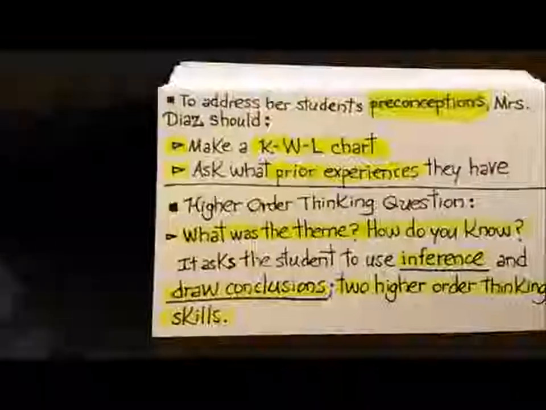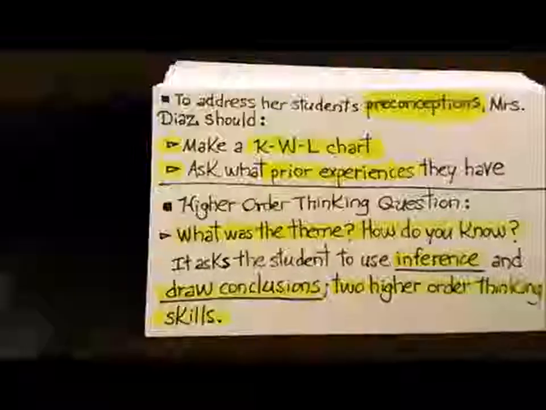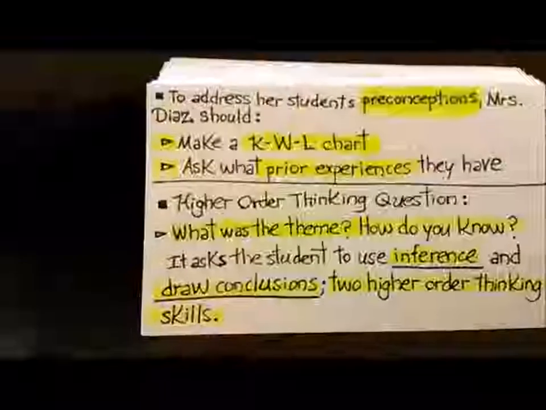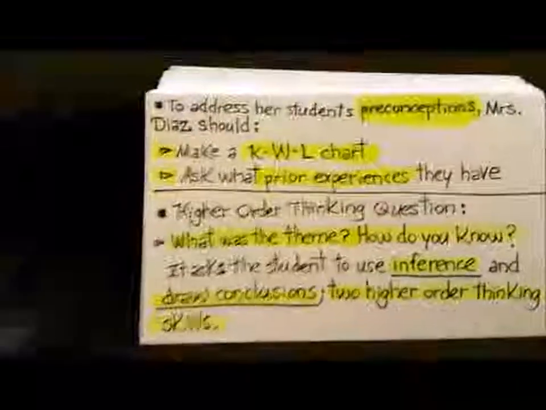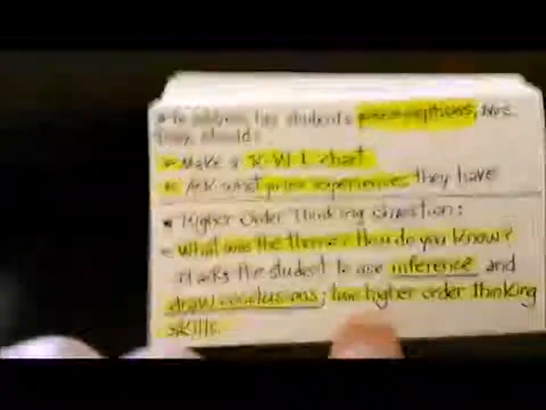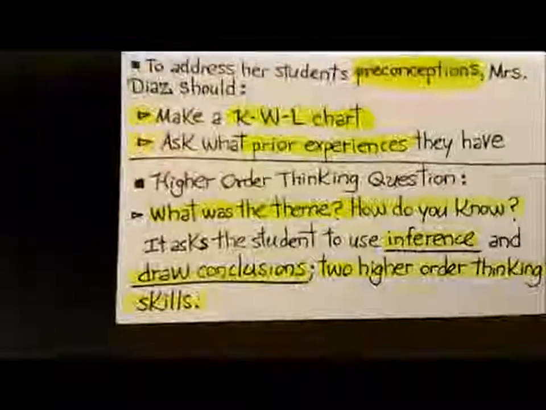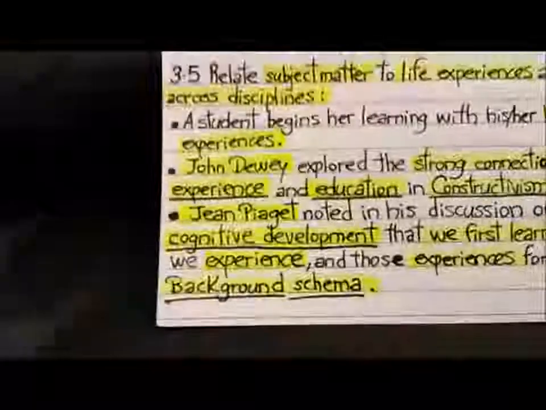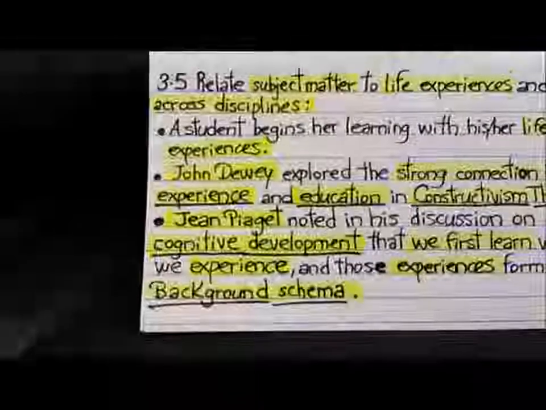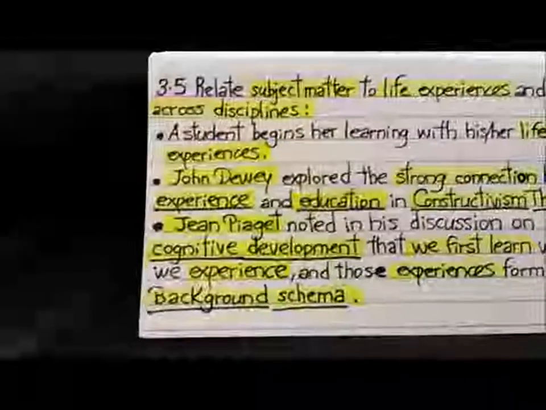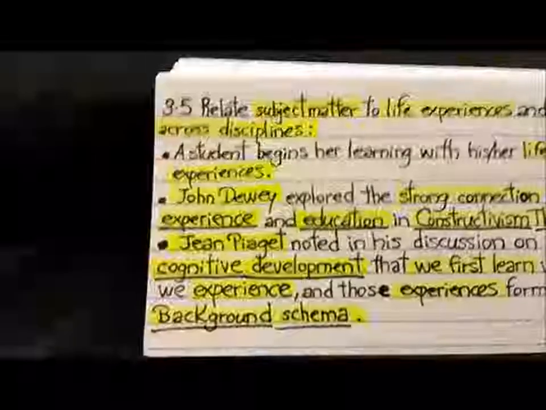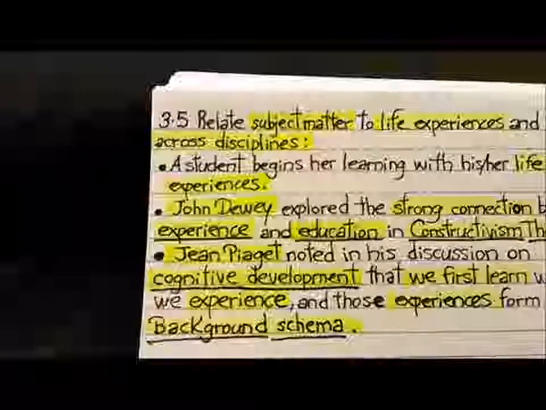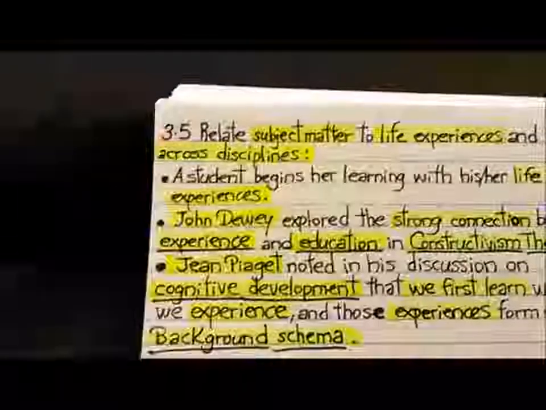A higher order thinking question. What was the theme? How do you know? It asks the students to use inference and draw conclusions, and those are two higher order thinking skills. Relate subject matter to life experiences and across disciplines. A student begins her learning with her life experiences.